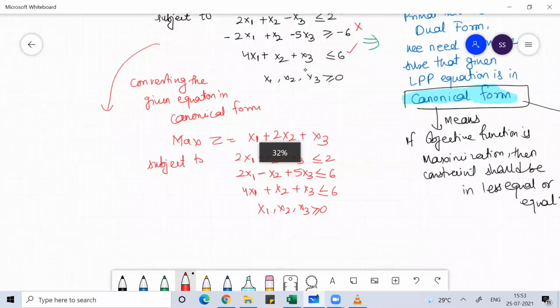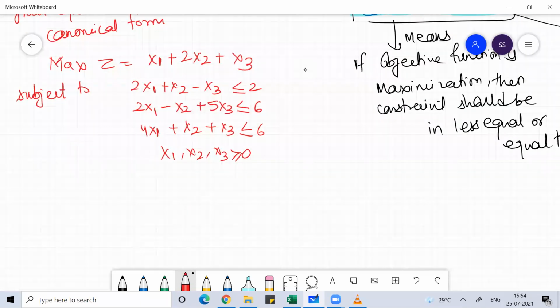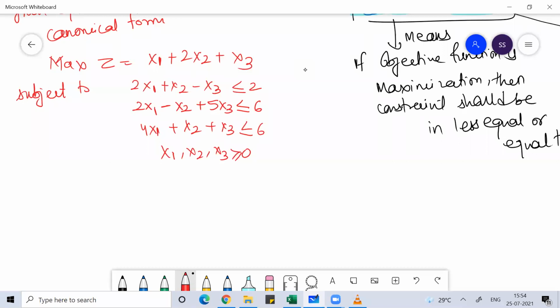Once you have written it in canonical form, now I can write the dual of this equation. This equation I'll call the primal. So if I have the primal, then I'll write the dual of this. For writing the dual, the objective function which is maxima, I'll write now as minima.